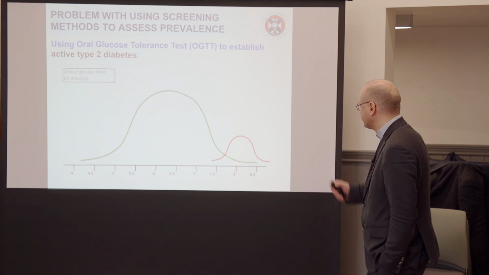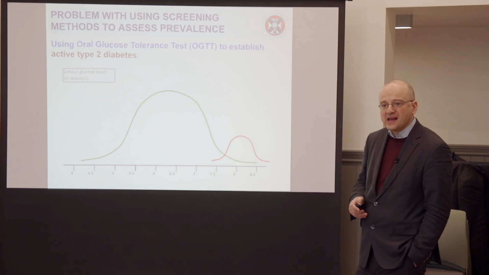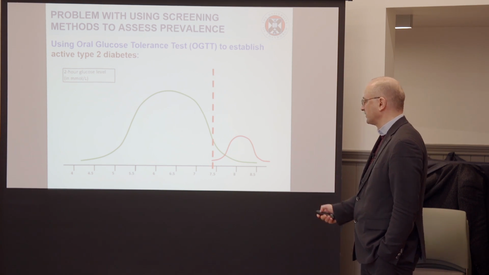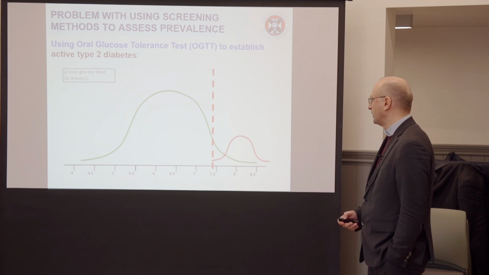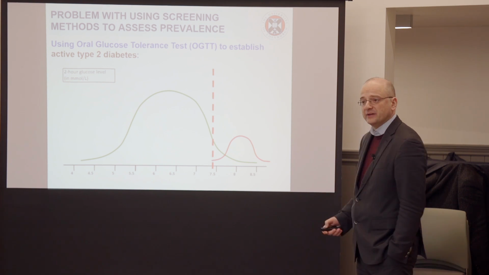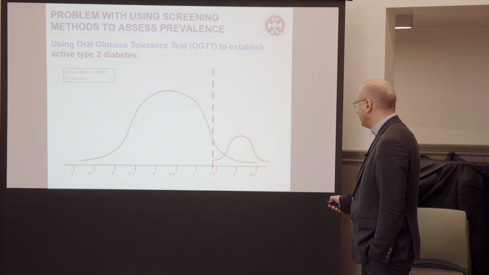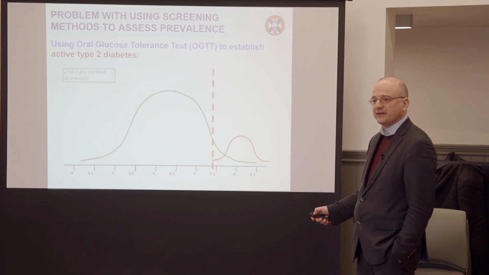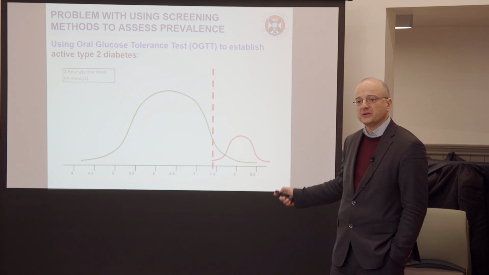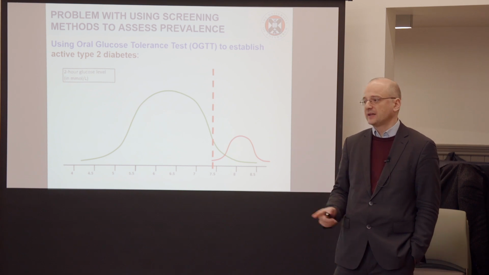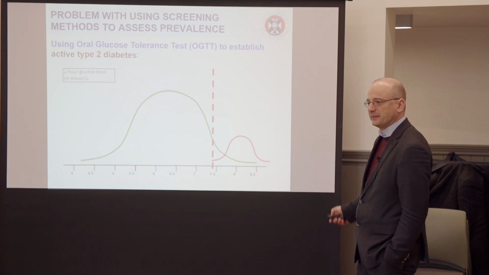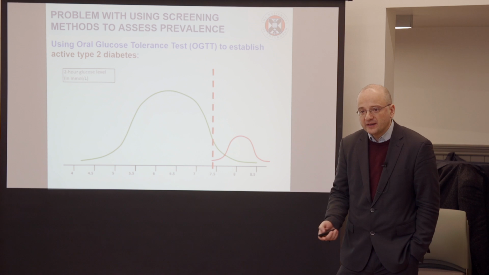Now, look at this. Where do you draw the line? Do you draw the line here? Do you say anyone who has more than 7.5 after 2 hours has type 2 diabetes? If you do that, what are you going to be measuring? You're going to be measuring everyone who has diabetes. Great, that's what we want. But you're going to be measuring also the tail of the normal distribution, and you're going to get all these healthy people in there. So you're going to be overestimating the prevalence of type 2 diabetes in the population twofold, because it seems to me that the area under this is just about the same as the area under this. So you're going to be overestimating the prevalence.